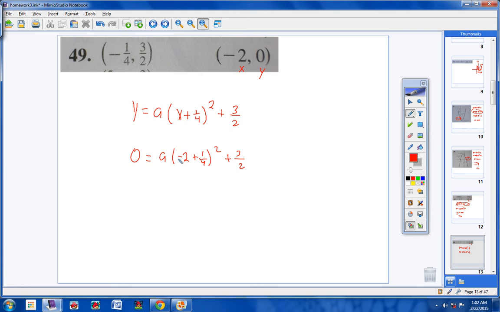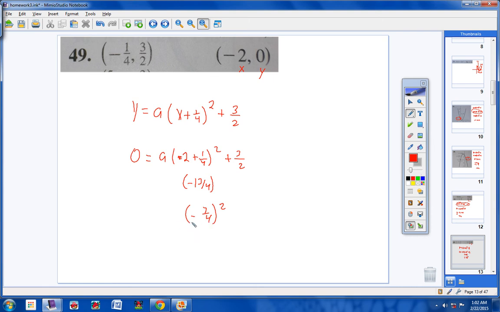First of all, I've got a negative 2 plus 1/4. So that's going to give me negative 1 3/4. So really I have negative 1 3/4 inside the parentheses. Negative 1 3/4 is really negative 7/4. Okay, so let's go over this again. Negative 2 plus 1/4 is negative 1 3/4. Negative 1 3/4, when you change to an improper fraction, is negative 7/4. So we really have negative 7/4 squared.